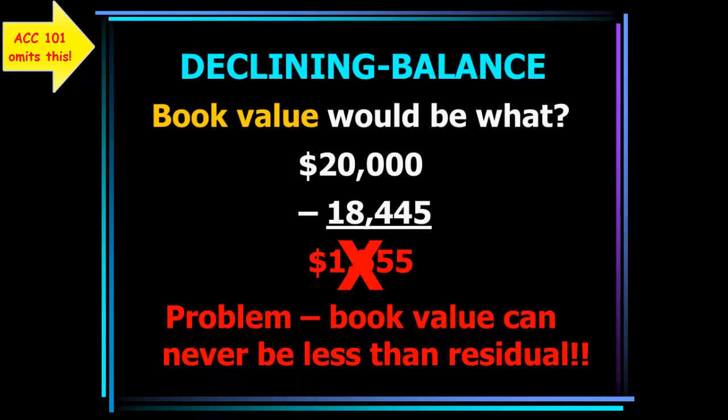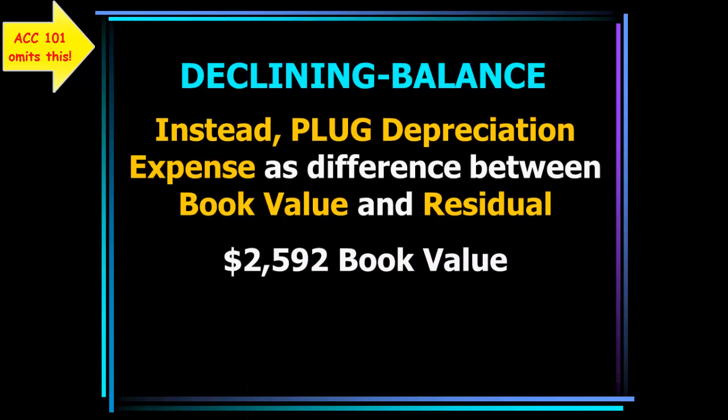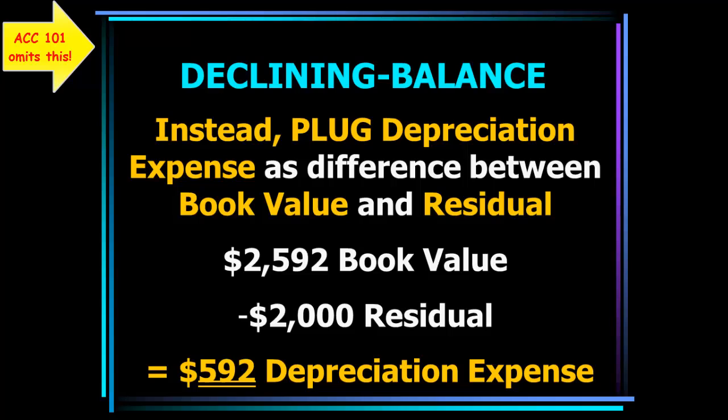When we reach the point where using the normal method will give us values that put my book value below the residual, we have to plug it. That's a dirty word in accounting. Plug it means I'm just going to force it, whatever it takes to make it work. How can we make that happen? We look back and we see my book value is $2,592. What is the very lowest my book value can go down to? $2,000. To get from $2,592 to $2,000 book value, I can record $592 depreciation expense. In other words, I'm just forcing whatever it takes to make it happen.